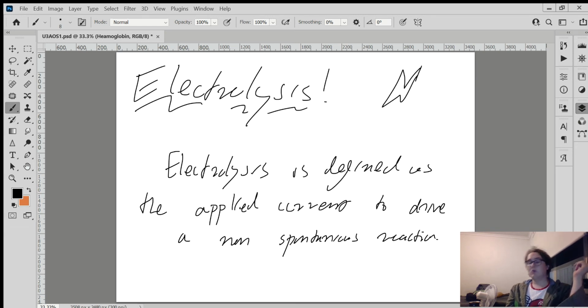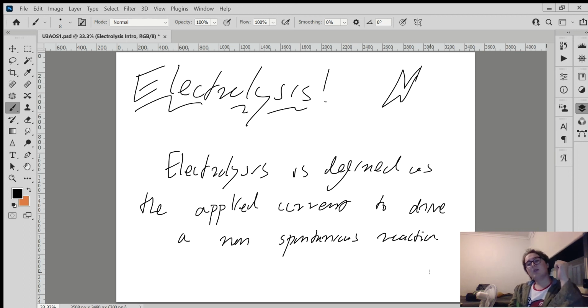Alright, now for what a lot of people didn't appreciate as much on the last test. Okay, electrolysis. Electrolysis is defined as the applied current to drive a non-spontaneous reaction. I'll just explain this a bit better.